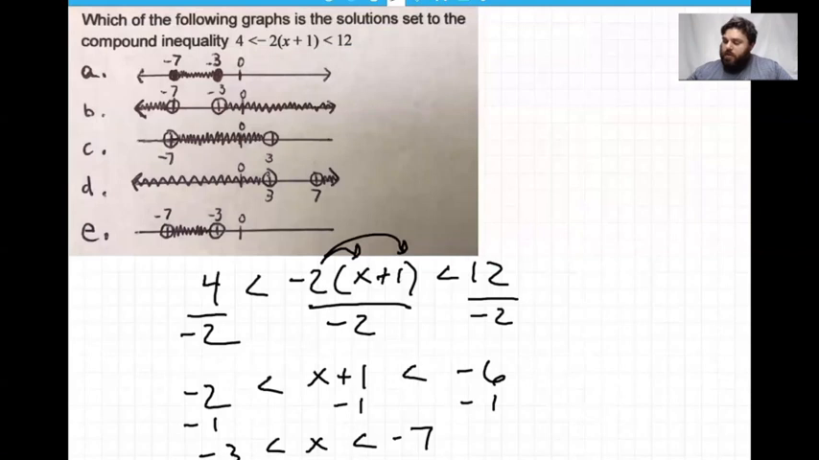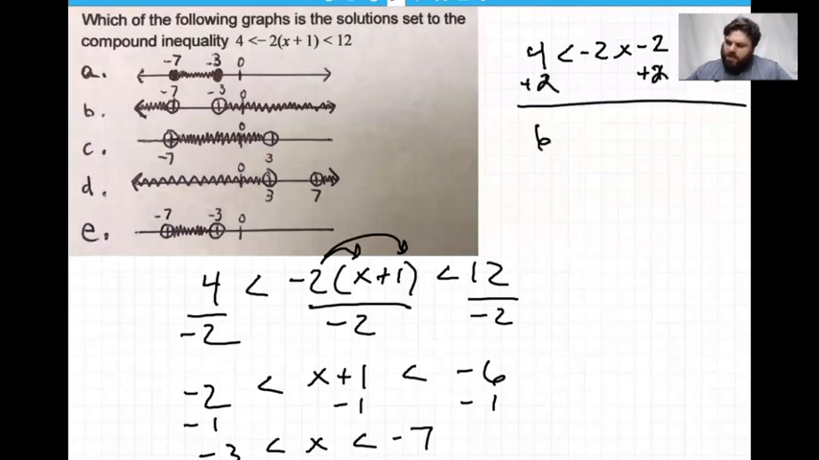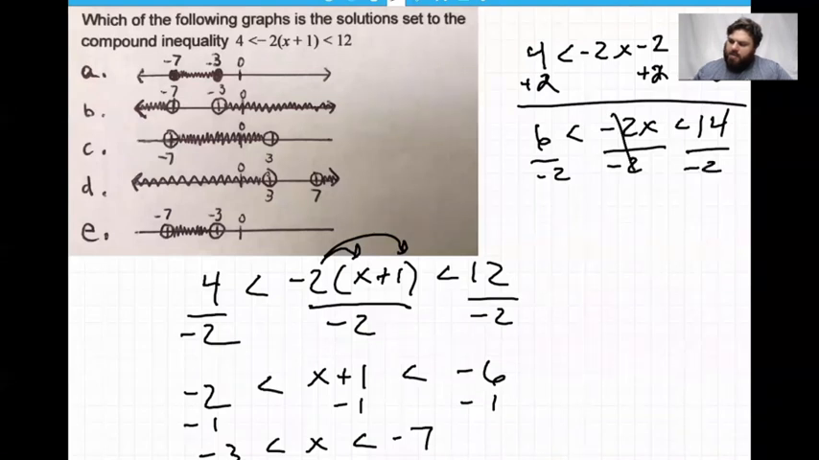Okay? Now, if you distributed first, you would just get 4 less than negative 2x plus 1 less than 12. Then you would subtract the 1 first. Sorry, this would be negative 2. And you distribute. So you would actually add 2 to everything. Excuse me, that was my mistake. That gives you 6 less than negative 2x less than 14. But when you divide by negative 2 on everything, you're going to get negative 3x and negative 7.